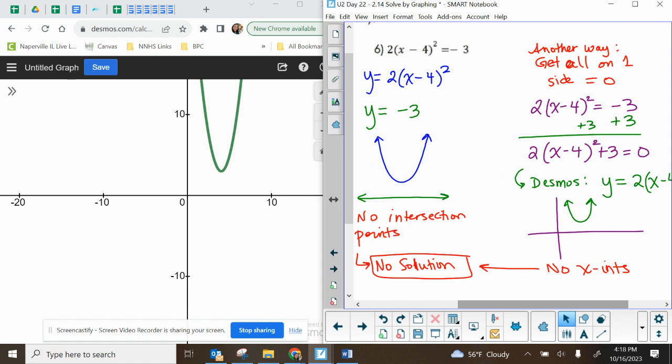So that's the other way that you can do it. If you wanted to get something all on one side equal to 0, you're still looking for x-intercepts. So you would still get no solution that way as well.